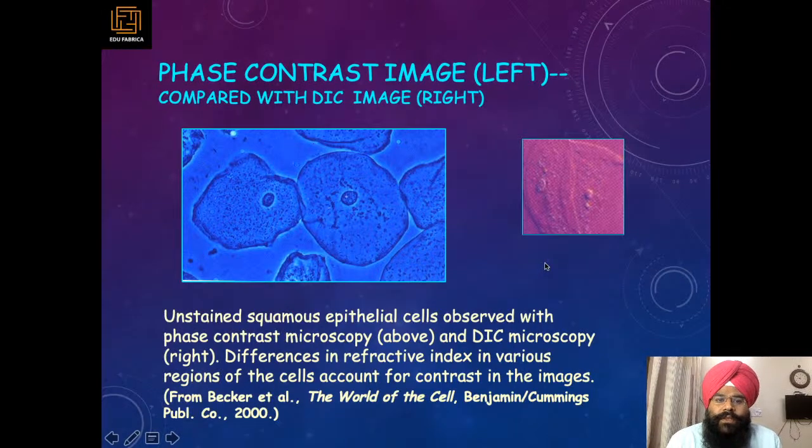So that's how the image looks in phase contrast, compared with the DIC image. We will discuss the DIC microscope also, which is on the right. On the left side are unstained squamous epithelial cells observed with the phase contrast microscope. We can see differences in the refractive index in various regions of the cells, which gives contrast in the images. The main principle depends upon the refractive index, and because of that we see the different parts of the cell.